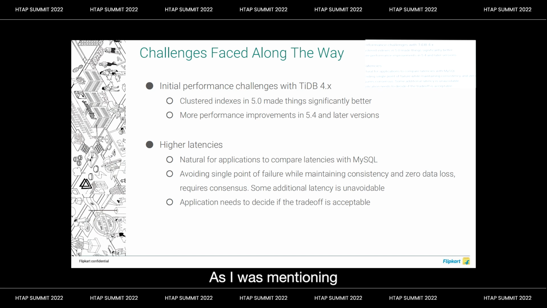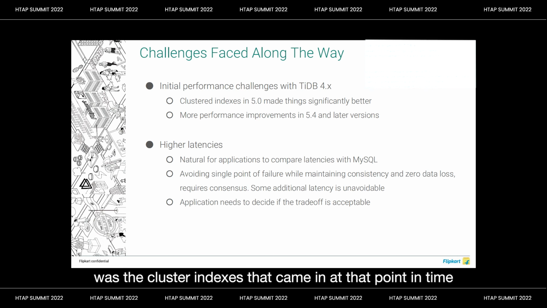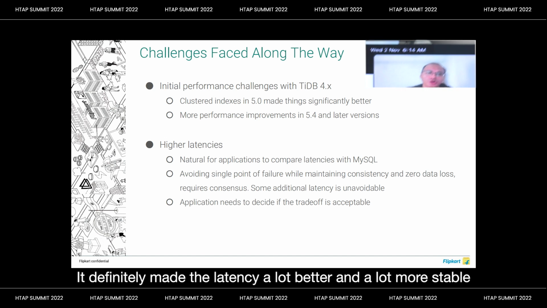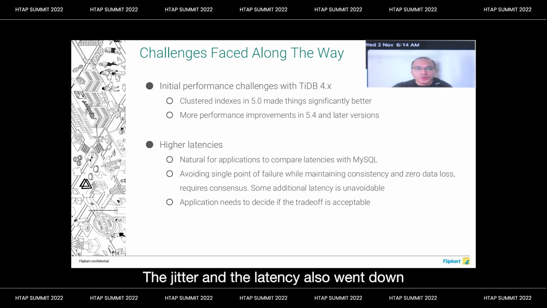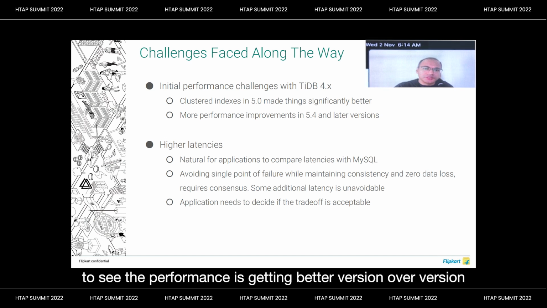So as I was mentioning, TiDB 5.0 came out, and one of the big improvements in TiDB 5.0 was the clustered indexes that came in at that point in time. It definitely made the latency a lot better and a lot more stable. The jitter in the latency also went down. And with that, we were able to move ahead with moving the coin manager application onto TiDB. Now, of course, in newer versions, 5.4, we have tried out and we are seeing much better performance with that as well. So I think that's really great to see the performance getting better version over version.